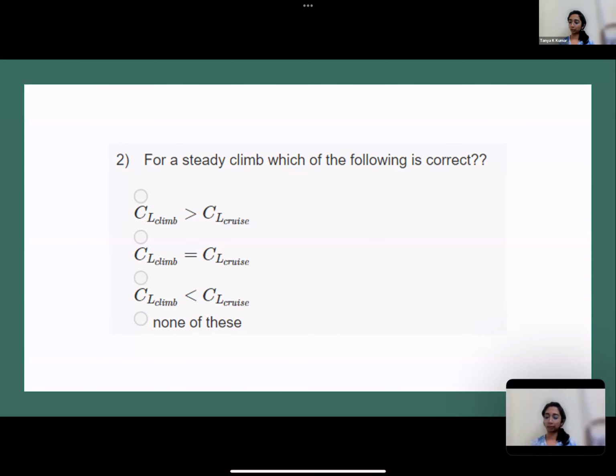For climb. So for cruise, you had lift equal to weight. For climb, you had, what was the equation? Lift equal to W cos gamma, right? Now look at these two equations and try to tell me.